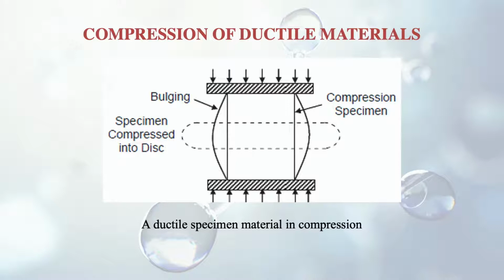Now you can see in the figure how it is happening. The compressive load is coming on this. There are two plates, one at the top and the other at the bottom, and the compressive load is acting, pushing it inwards. So at the ends where the plate is meeting the specimen, it tries to bulge. That is what is happening in the case of ductile material.